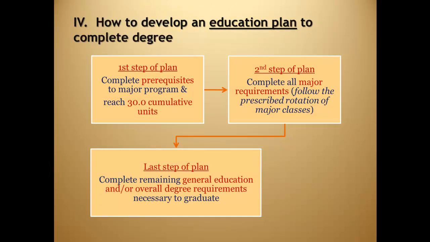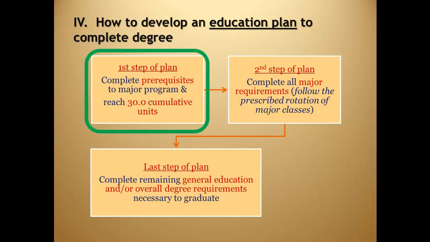Here is the recommendation to developing your education plan. First, prepare to begin your major by completing all mandated prerequisites and earning at least 30 cumulative units. Each major has a prescribed set of prerequisites that must be successfully completed with a C- or better before major classes can be taken. The major prereqs are listed on your degree guide in the section that talks about your major. Furthermore, a student must have earned at least 30 cumulative units to register for major classes.